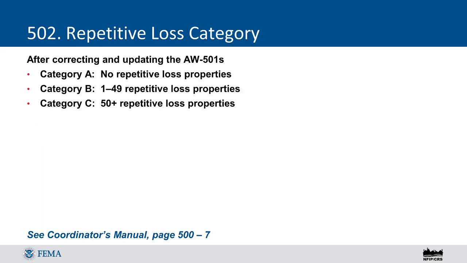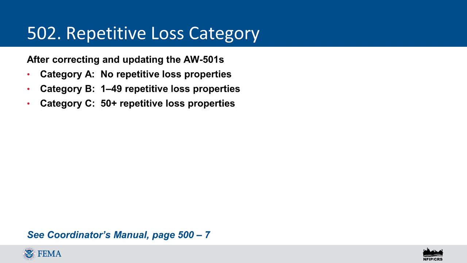Section 502 begins the discussion of repetitive loss category. After you have reviewed your list and made any of the necessary corrections that you may need to make, we will then determine for CRS purposes what category you are. A community is considered a Category A CRS community if you have no repetitive loss properties. You could have never had any RL properties and you still have 0, or you could have had 10 and they've all been mitigated and now you have 0 unmitigated properties. In either scenario, the community would still be considered a Category A.